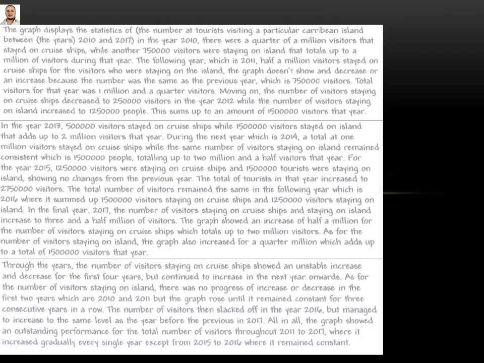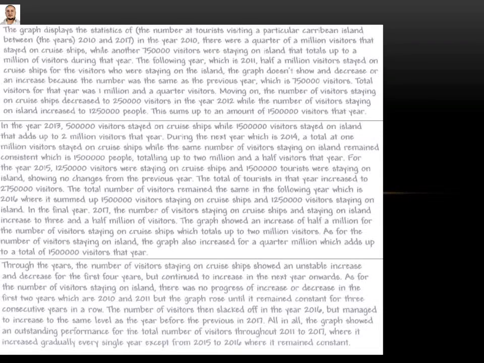All in all, the graph showed an outstanding performance for the total number of visitors throughout 2011 to 2017, where it increased gradually every single year except from 2015 to 2016, where it remained constant.